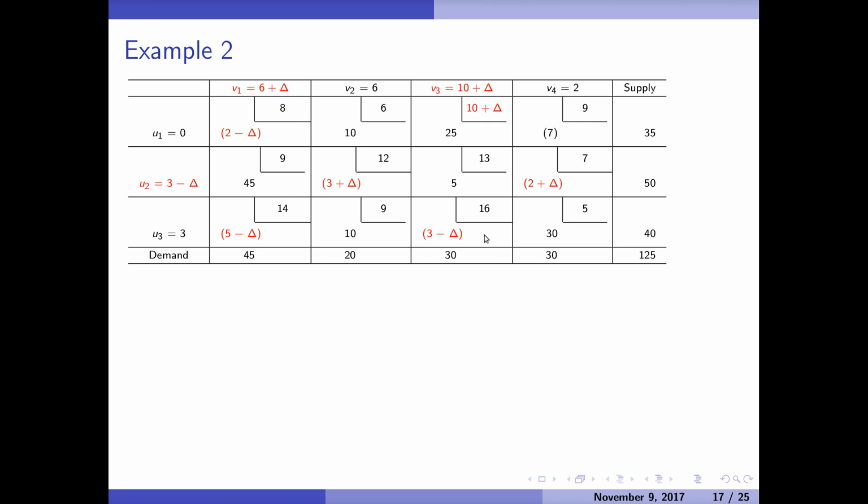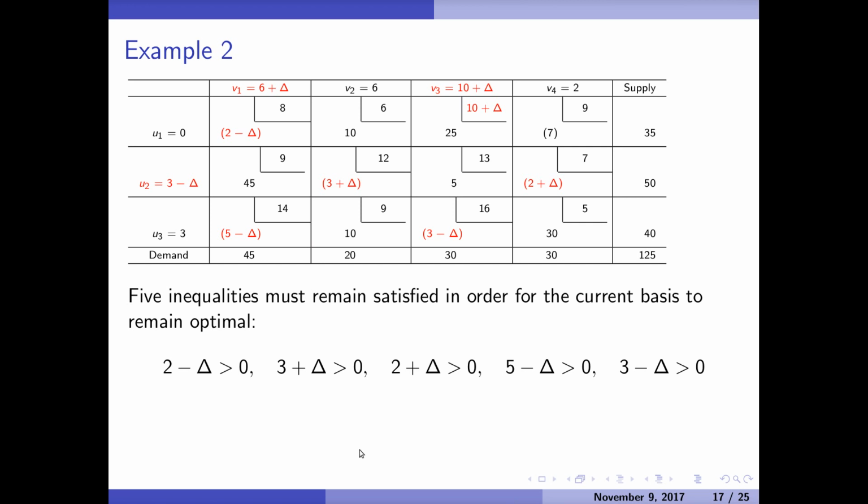Oop, I had to change the font to fit everything in here. The last one was this 3 minus delta. In order to remain optimal, all of these cells must remain positive. That takes a little bit of work to figure out, but it's not bad.